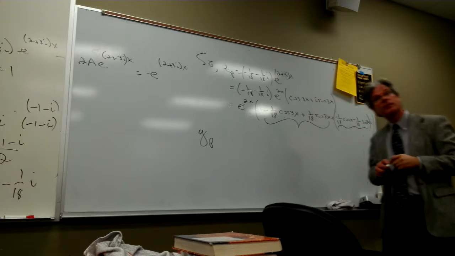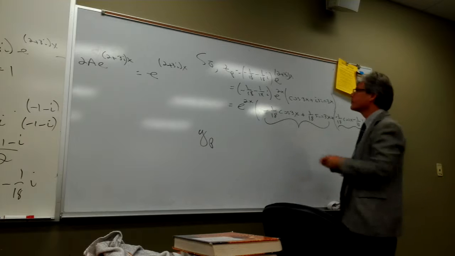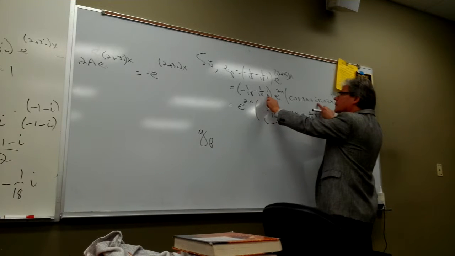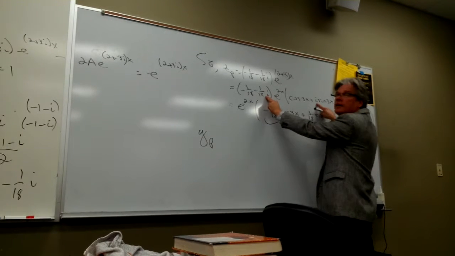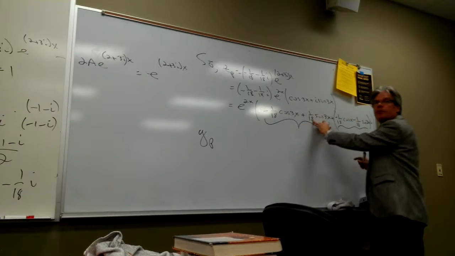Okay? So when you're FOILing the outside, the negative 1/18 i times i sine 3x, shouldn't that now not have an i piece? Right, so I think that i squared turns to negative 1. Gives me a positive 1/18 sine 3x, which is exactly where that came from.